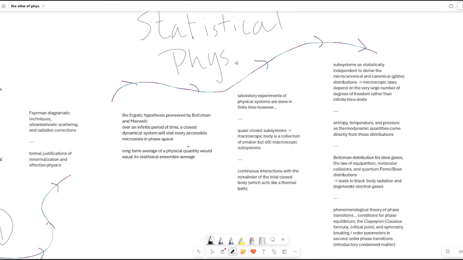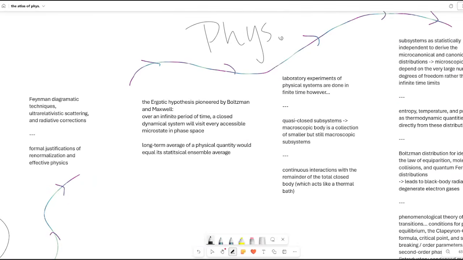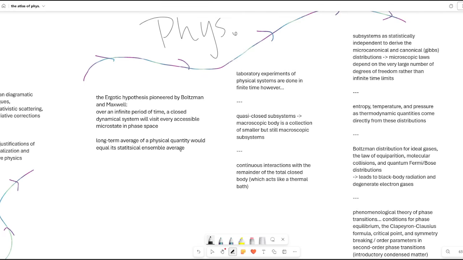So we want to avoid the ergodic hypothesis. This was pioneered by Boltzmann and Maxwell, and it basically said that for an infinite period of time, a closed dynamical system will visit every accessible microstate in phase space. That's what the ergodic hypothesis is. And so the long-term average of some physical quantity would equal its statistical ensemble average.